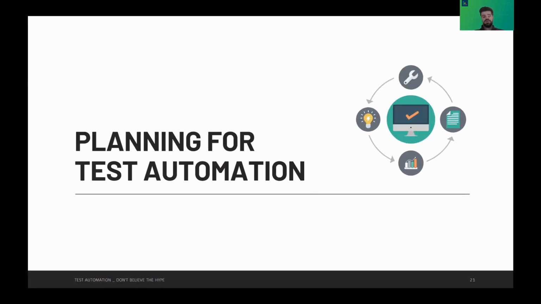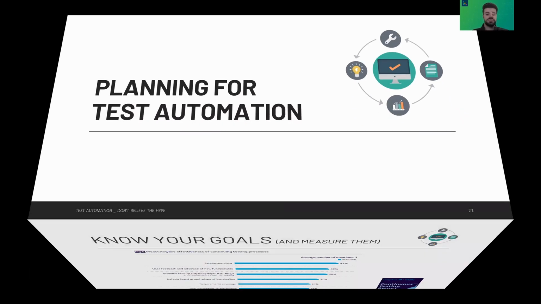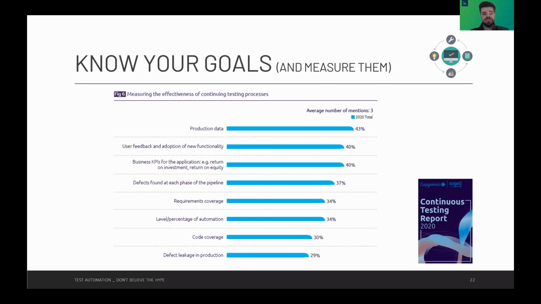So now, final part: planning for test automation. How do you plan to have a successful test automation project? Here are some of the goals some teams set, according to the continuous testing report from Capgemini. Some of the metrics you can grab from here are the defects found at each stage of the pipeline. So for instance, if you are able to track the defects that your tests detected in each stage of the pipeline, that would be great.